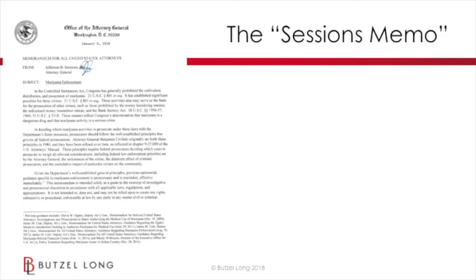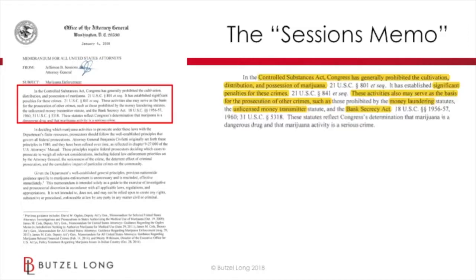One single page, 3 paragraphs and footnotes. And what does it really say? I mean, initially I'll say not that much. So the first paragraph talks about, well, generally marijuana is illegal. These activities serve as the basis for prosecution of crimes, and it talks about some ancillary crimes.